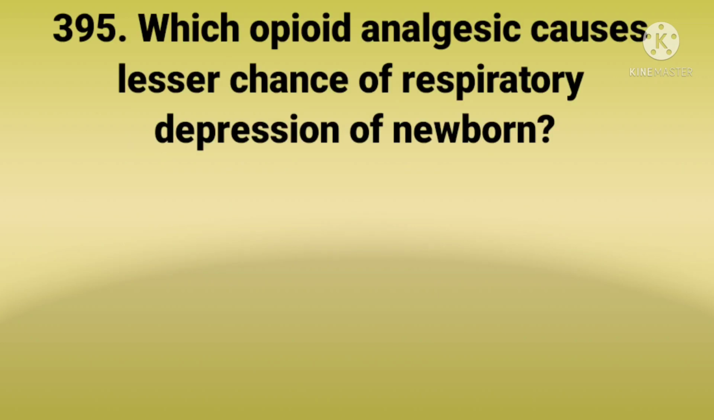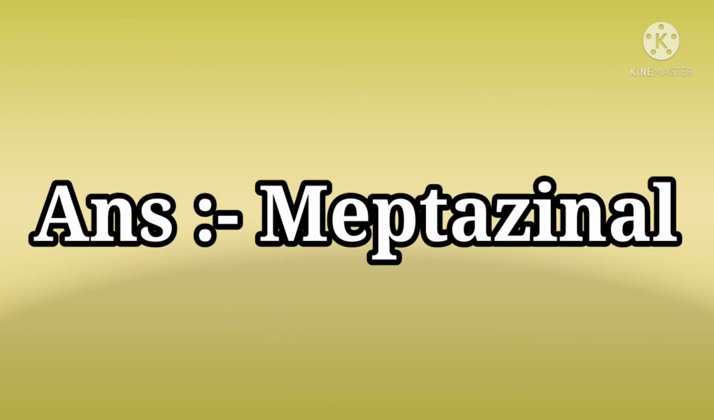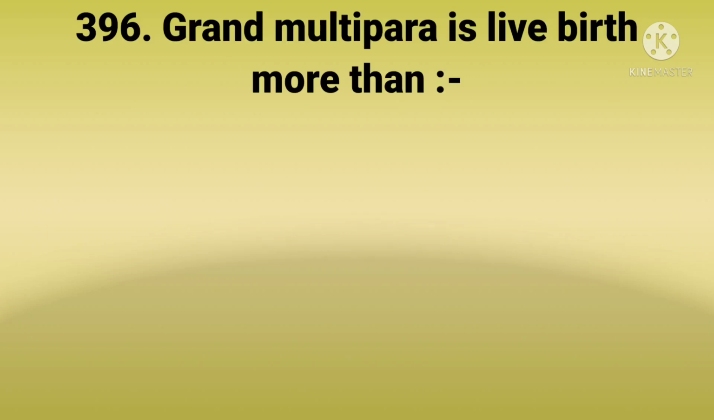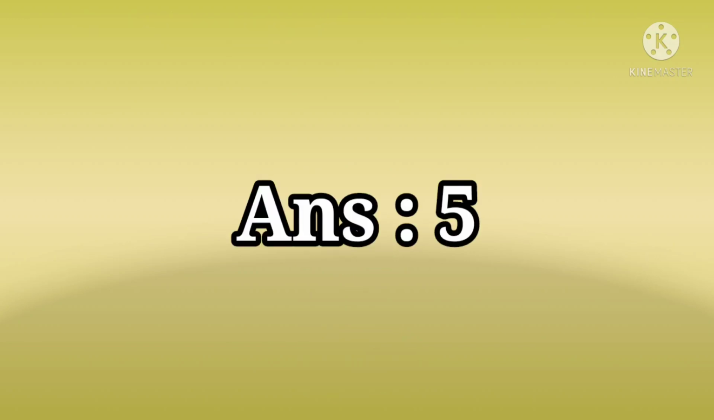In the next question, which opioid analgesic causes lesser chance of respiratory depression of the newborn? The options are Fortin, Pethidine, Phenergan, and Meptazinol. And the answer is Meptazinol. The next question, grand multipara is live birth more than? The options are 3, 2, 5 and 10. And the answer is 5, that is grand multipara is live birth more than 5.